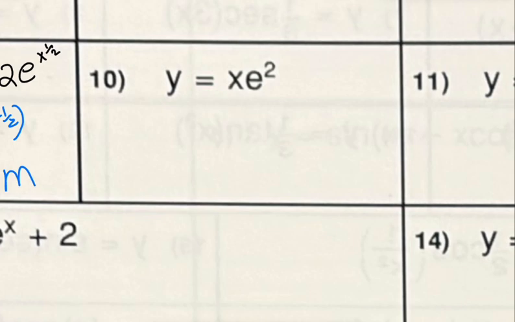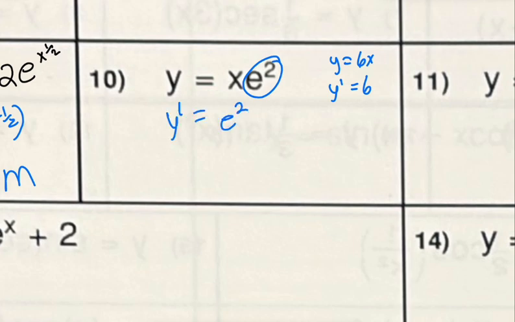e squared is just a number, just a little bit over 6. It's like a constant. It's like the number 6-ish. So if you had the function y equals 6x, how would we do the derivative? What's the derivative? 6. So e squared is just a number. So the derivative of this is just e squared, because it's just a constant times x. The derivative is the constant.